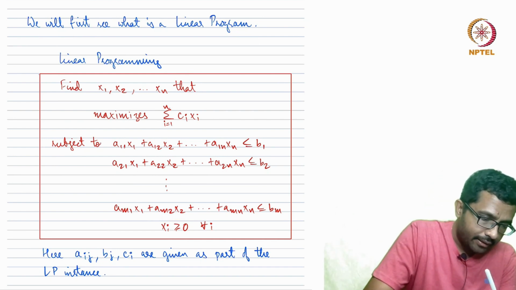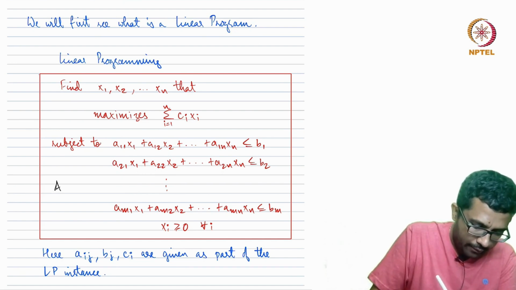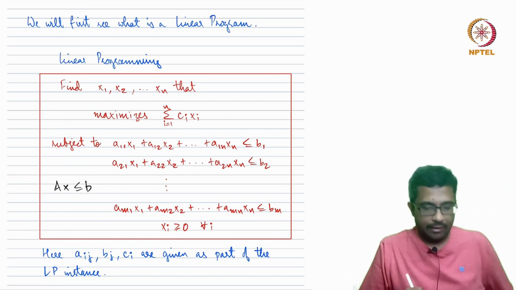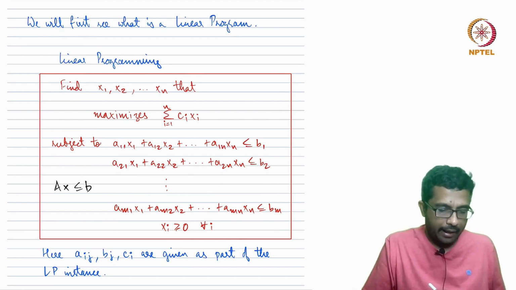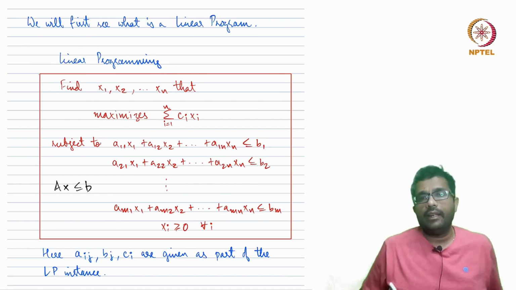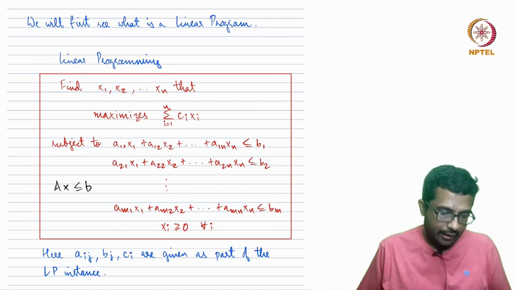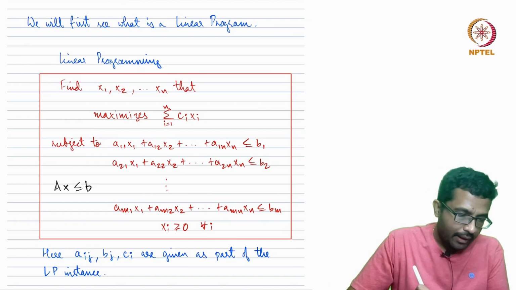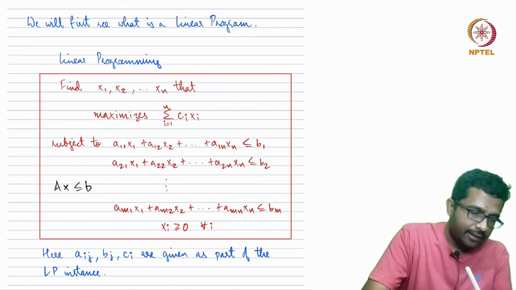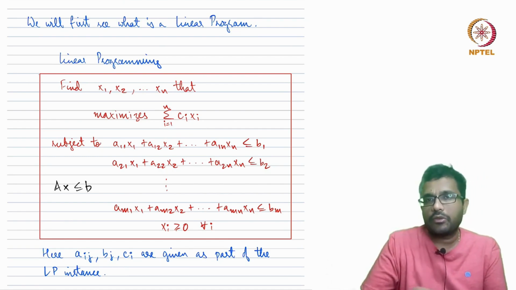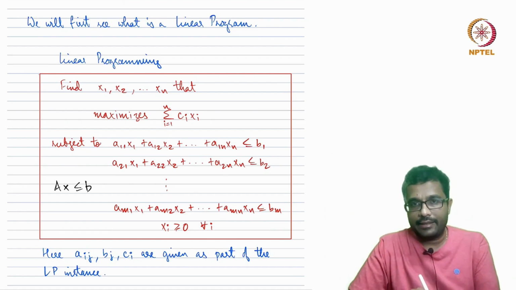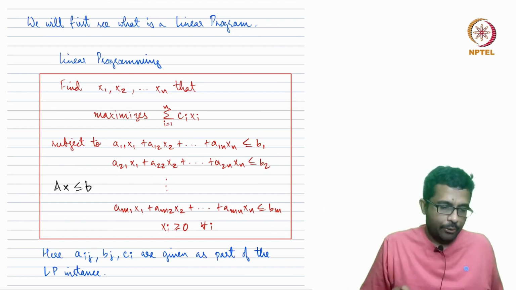Sometimes it is represented in the matrix form. So A, which is a matrix, times x, which is a vector of the variables, less than or equal to another vector b. A is an m by n matrix, x is an n by 1 vector, and b is an m by 1 vector. These are the linear constraints, and the thing that we want to maximize is also expressed in linear form. It is the summation of ci xi, which can also be written as the dot product of c and x, two vectors. So this is a linear programming setup.